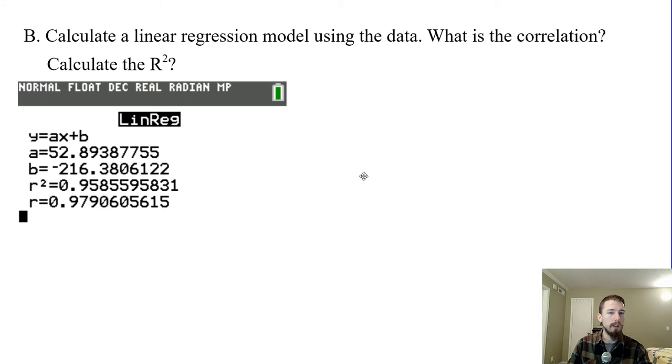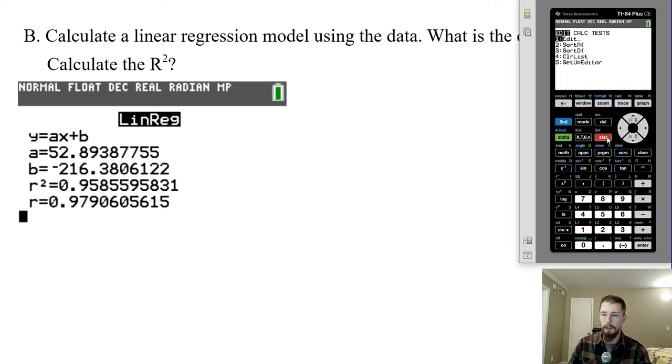All right, so calculate the linear regression for the model. So to do that, we want to go to calculate. Stat, arrow over to calculate, linear regression is the 4th option, from list 1 to list 2. I'm going to go ahead and store the regression equation because we're going to use it for a prediction. So I go to variables, y variables, function, y1, and then hit calculate. So there's our linear regression, which I just stored over here.